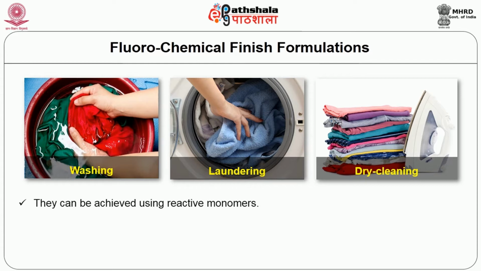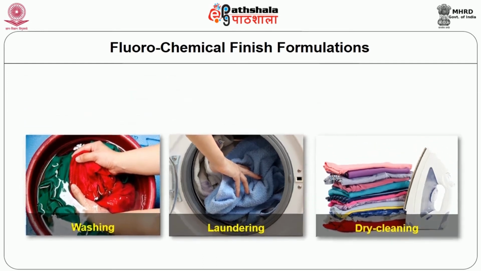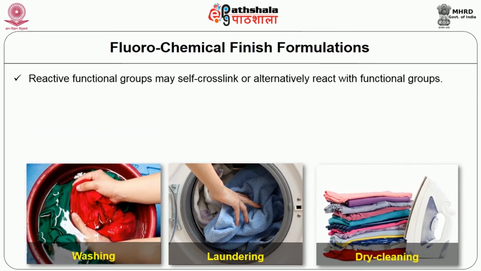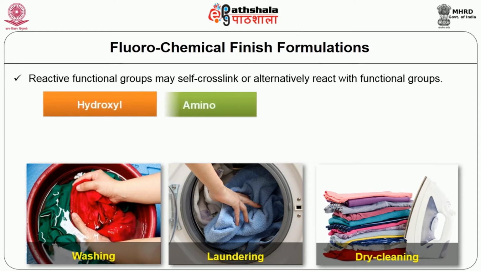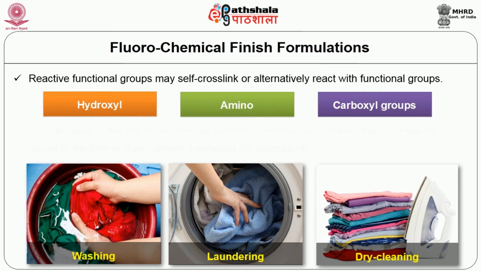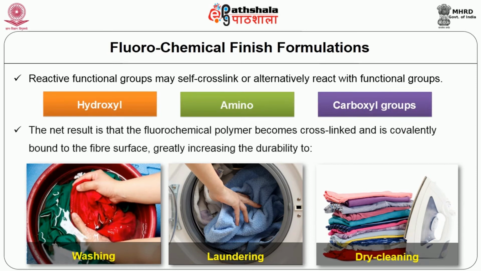The fastness of the fluorochemical finish to domestic washing, laundering and dry cleaning can be achieved using reacting monomers such as acrylates containing methylol or epoxy functional groups. Such reactive functional groups may self-cross-link or alternately react with functional groups such as hydroxyl, amino or carboxylic groups in the fiber surface. The net result is that the fluorochemical polymers become cross-linked and covalently bound to the fiber surface, greatly increasing the durability to domestic washing, laundering and dry cleaning.